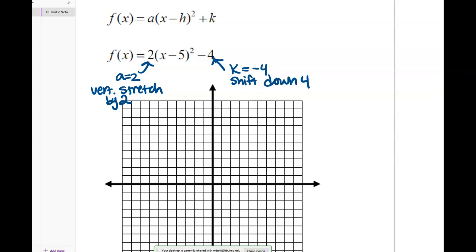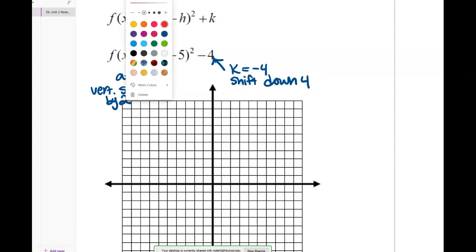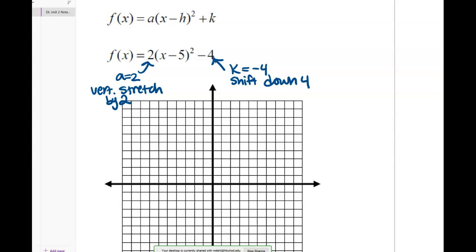And then I have this h value in here. What is our h value? Is it +5 or -5? +5. And then someone new, what transformation is that going to mean that we have here? Yeah, go for it, Paul. Say it again, sorry. Good. This is going to be a shift right 5.